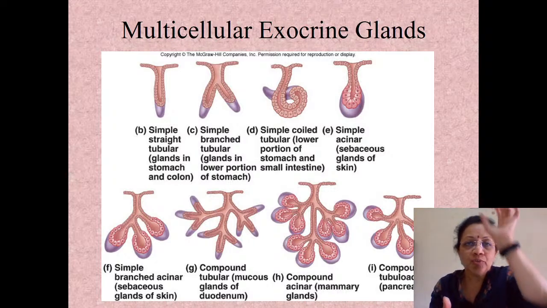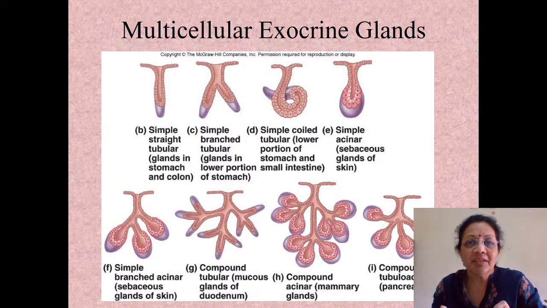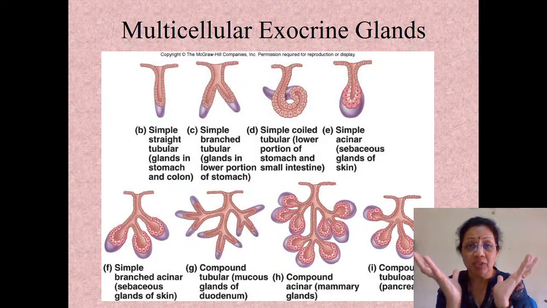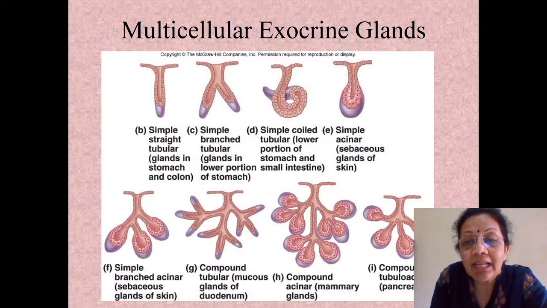So the whole tube is not of the same dimension. The bottom of the tube is much wider. It's like a sac or like a chamber or a space. So that's called an acinus or an alveolus.